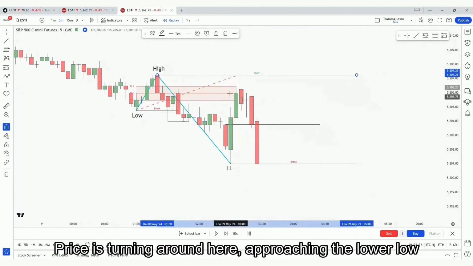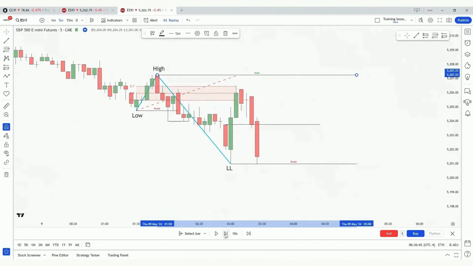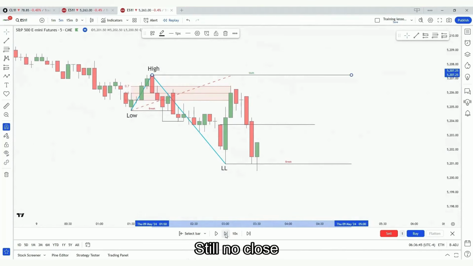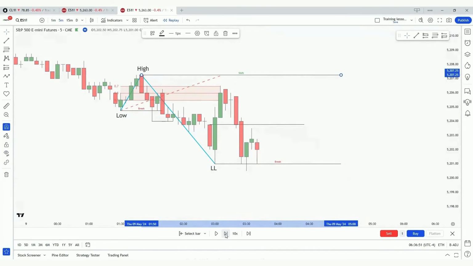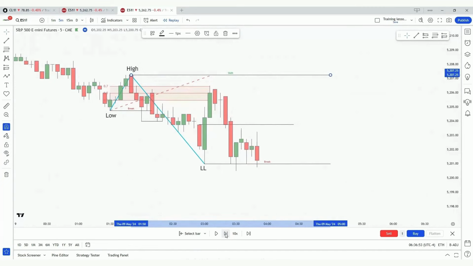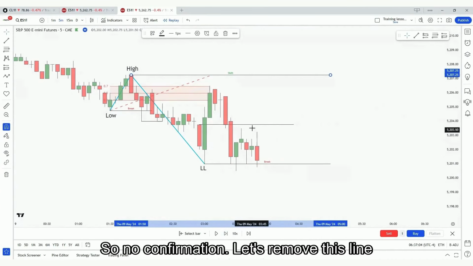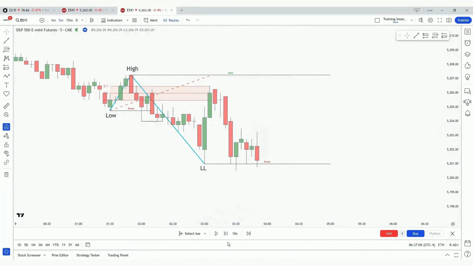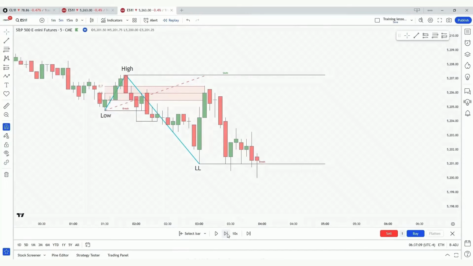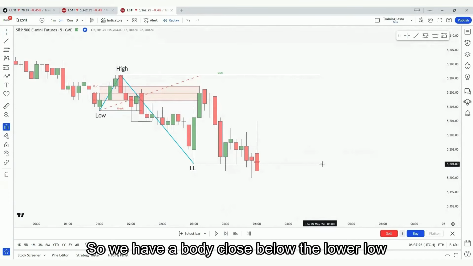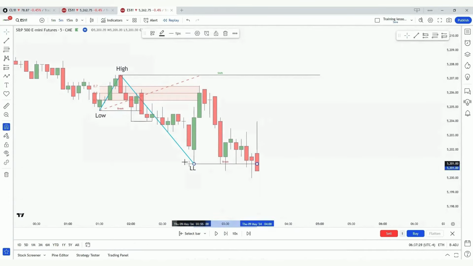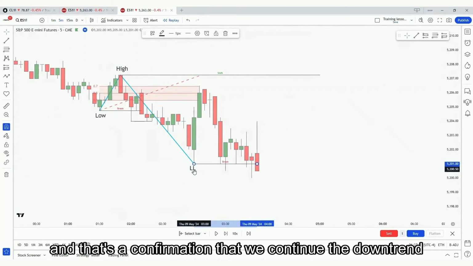Price is turning around here, approaching the lower low, but not closing below yet. Still no close. Only wicks so far, so no confirmation. Let's remove this line. And there's the confirmation. So we have a body close below the lower low. And that's a confirmation that we continue the downtrend.